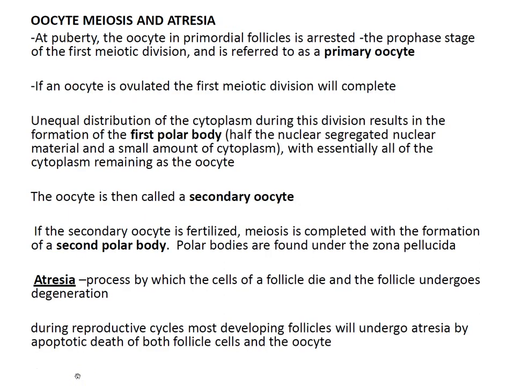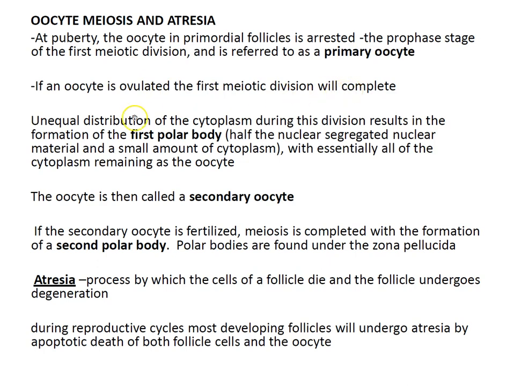Now let's look at the changes that occur in the oocyte during development. At puberty, the oocyte in the primordial follicles is arrested in the prophase stage of the first meiotic division, and it is referred to as a primary oocyte. Now, if the oocyte is ovulated, the first meiotic division will complete.